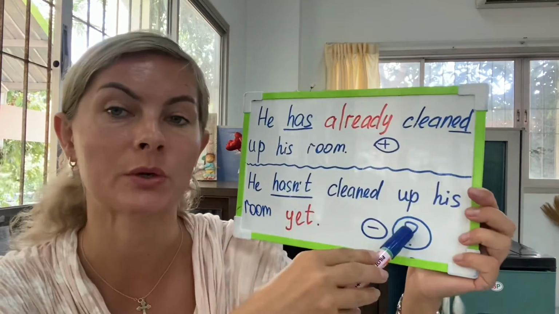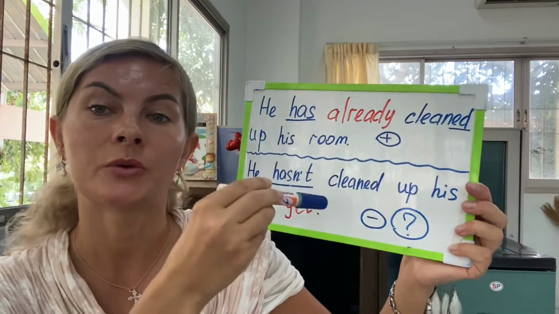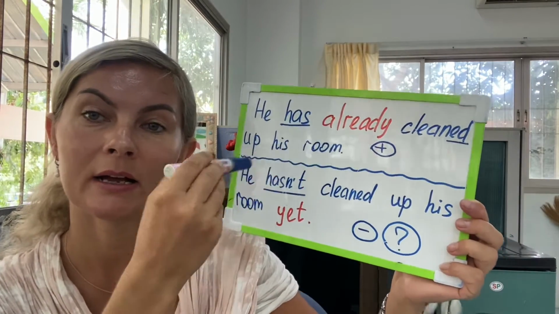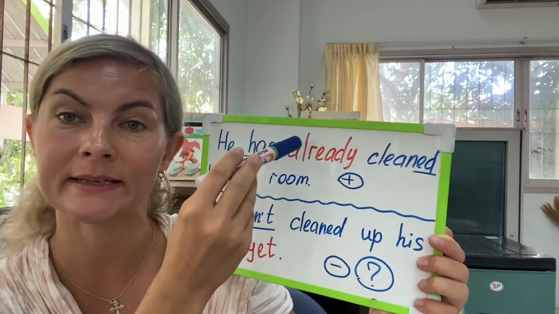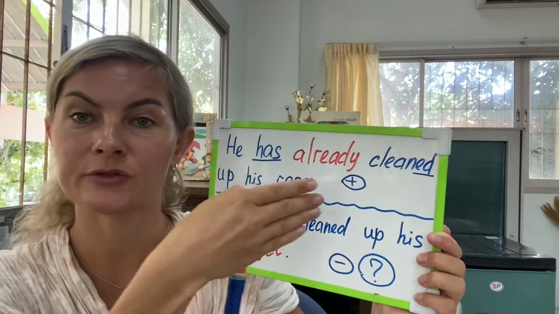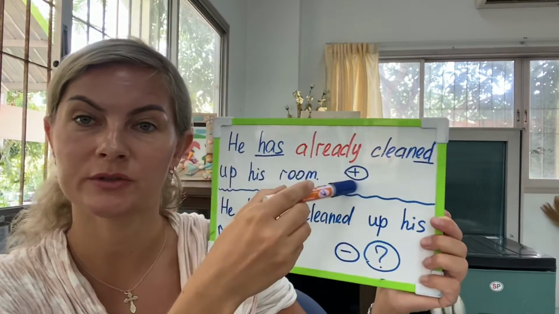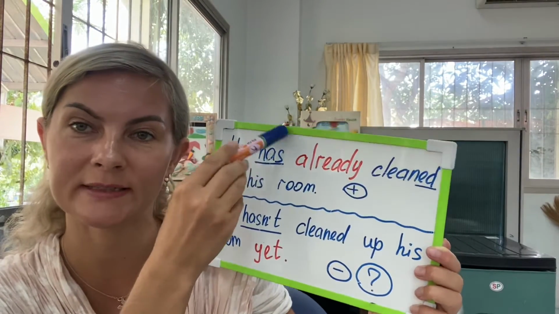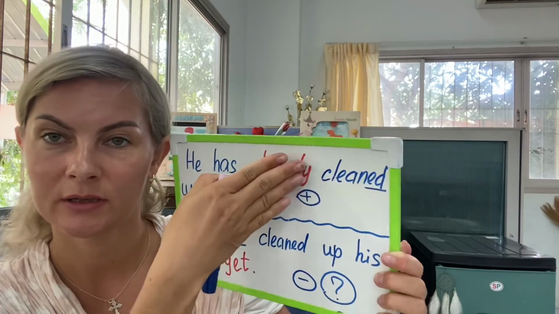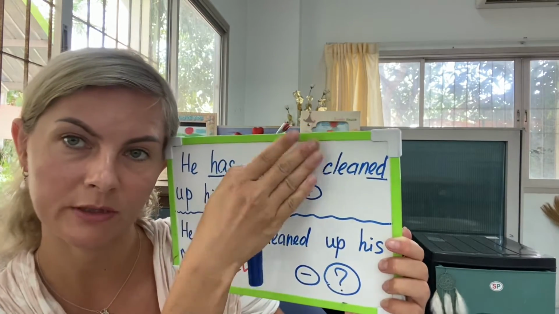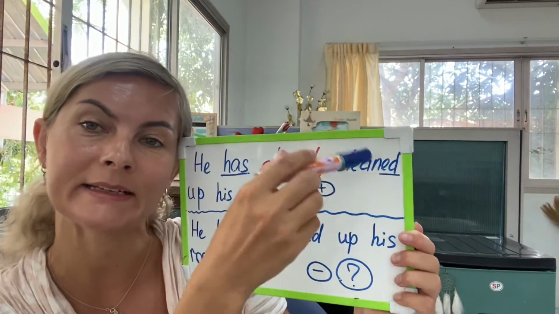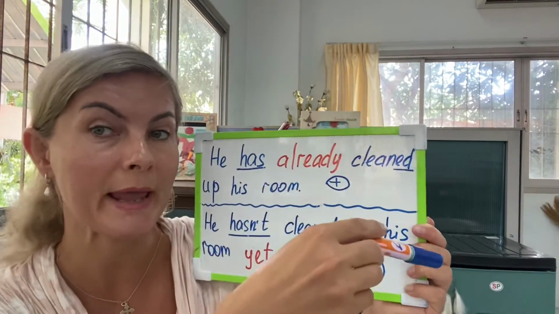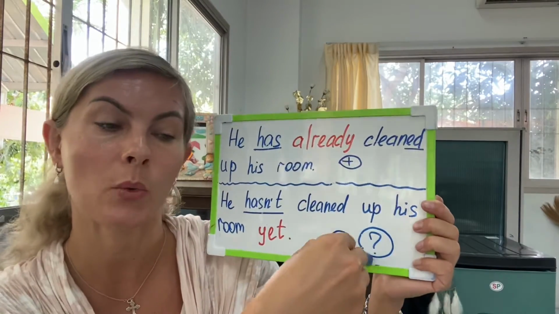We make questions the same way. We just put this verb at the beginning. Has he cleaned up his room yet? We can use a positive sentence, but we need to put has at the beginning, forget about already and put yet at the end. Has he cleaned up his room yet? That will be the question.